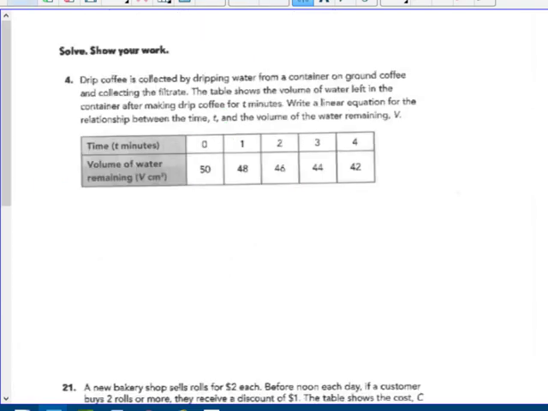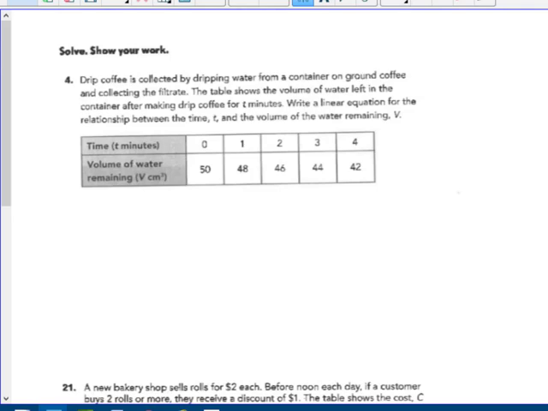Show your work. A drip coffee is collected by dripping water from a container on ground coffee and collecting the filtrate. The table shows the volume of water left in the container after making the drip coffee for t minutes. Write a linear equation for the relationship between the time t and the volume of water remaining.